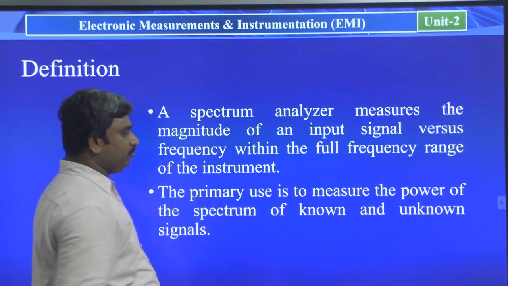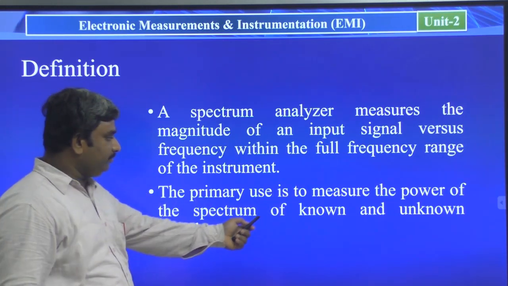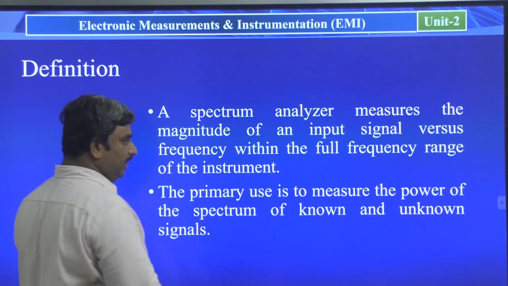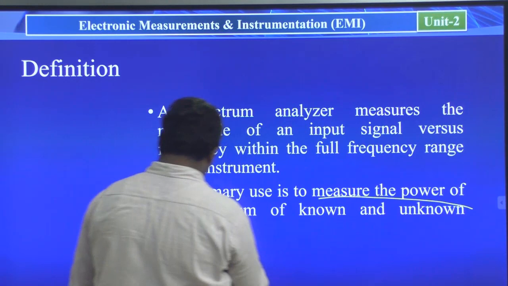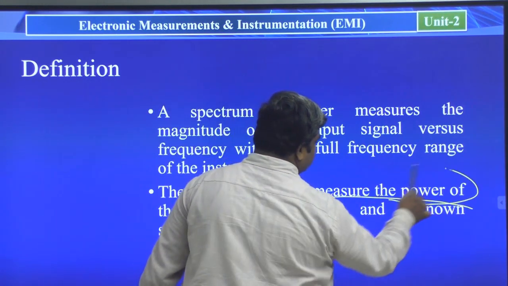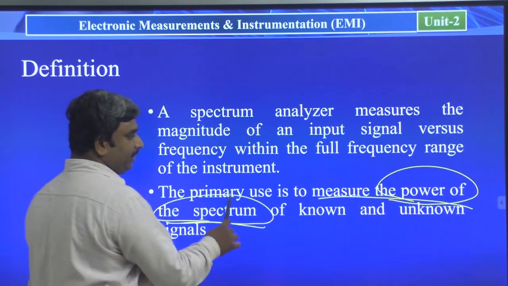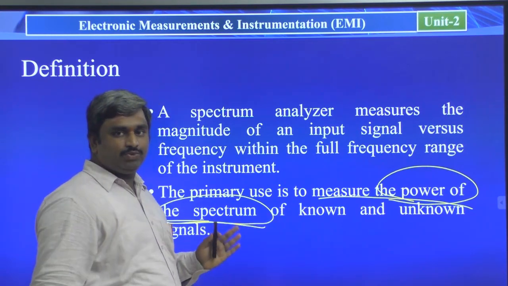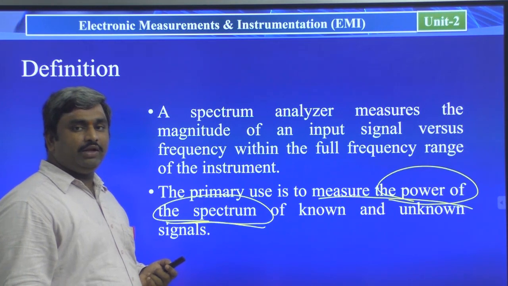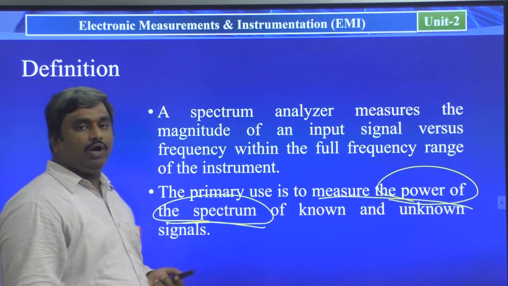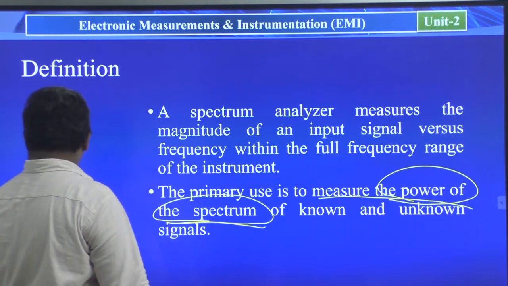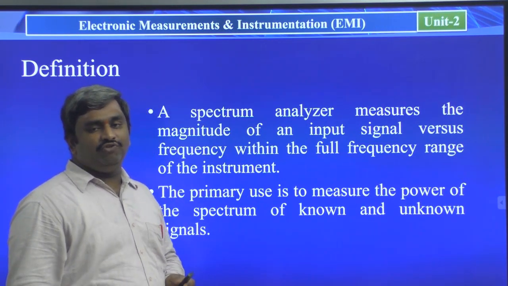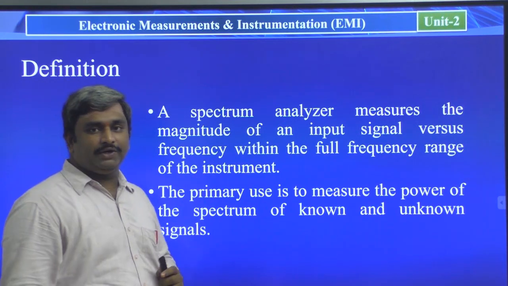The primary use is to measure the power of the spectrum of known and unknown signals. The primary use of the spectrum analyzer is to measure the power of the spectrum. So whatever spectrum you are giving, you are going to measure that spectrum power, for whatever known and unknown signals are available. Okay, so this is the definition of the spectrum analyzer.